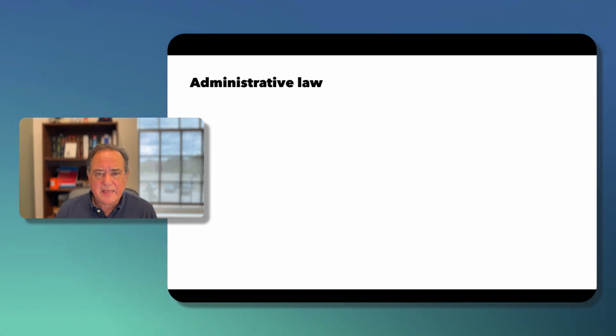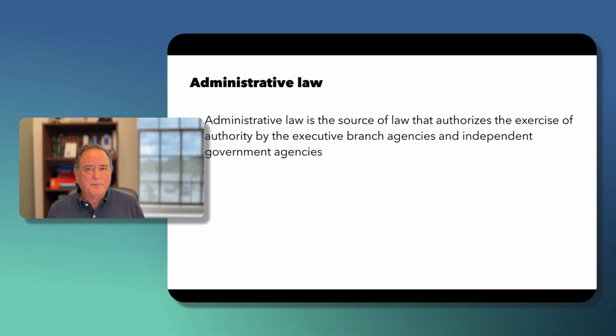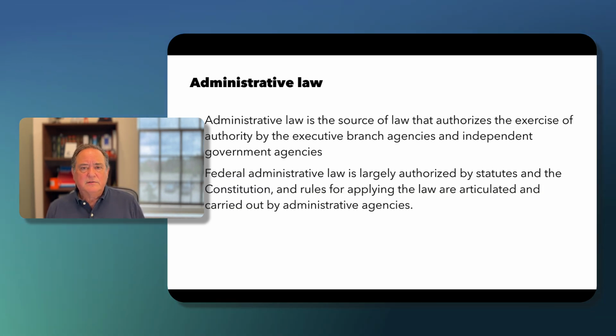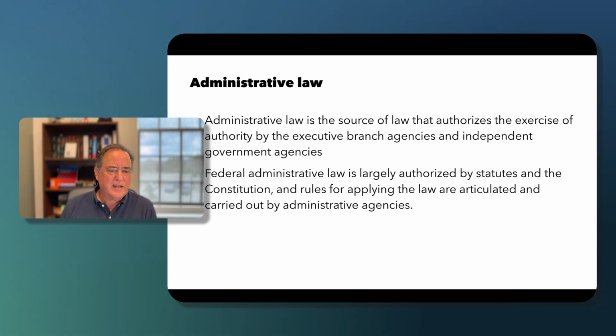Let's talk a bit about administrative law. Administrative law is the source of law that authorizes the exercise of authority by the executive branch agencies as well as independent government agencies. Federal administrative law is that law that's authorized by statutes and by the Constitution, and it provides rules for applying the law. It's going to articulate rules, and those rules are going to be carried out by administrative agencies.